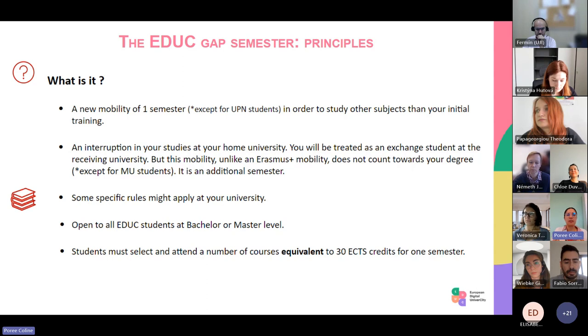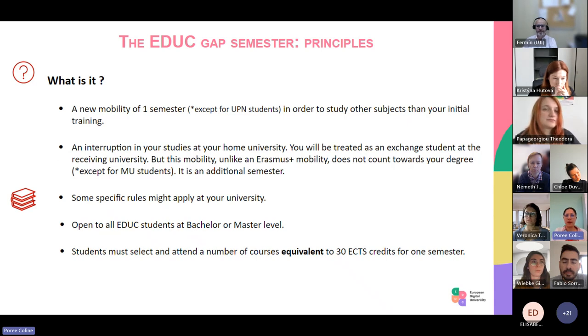That means sort of an interruption in your studies at your home university, but you're still treated as an exchange student at the receiving university. The only thing is, unlike an Erasmus Plus mobility, it does not necessarily count towards your degree. There is an exception for MU students, as is written there. But basically, the rule is that it's an additional semester that you're taking. Some specific rules might apply at your university, so I encourage you to get in touch with your local EDUC team if you have any specific questions.